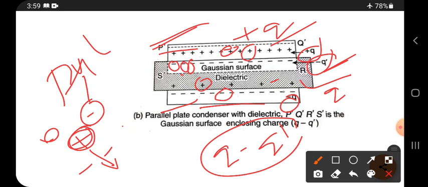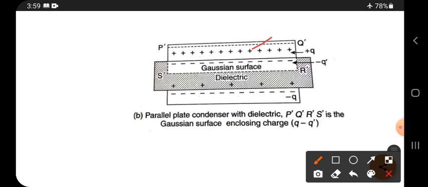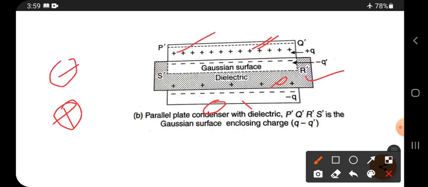Okay friends, why is q minus q dash written? Because of these two plates, this substance can be polarized, means the atoms inside can be distorted. The positive nucleus can move towards the negative plate, and the negative charges can move towards the positive plate. So these are the induced charges. They moved towards this plate, so it is a negative charge, and it is a positive charge q. Because of that only, q minus q dash is written.